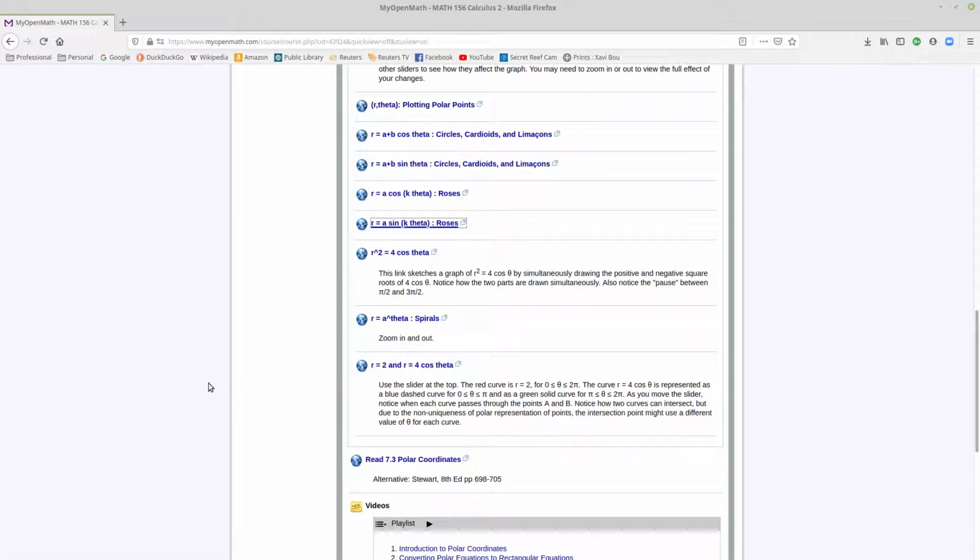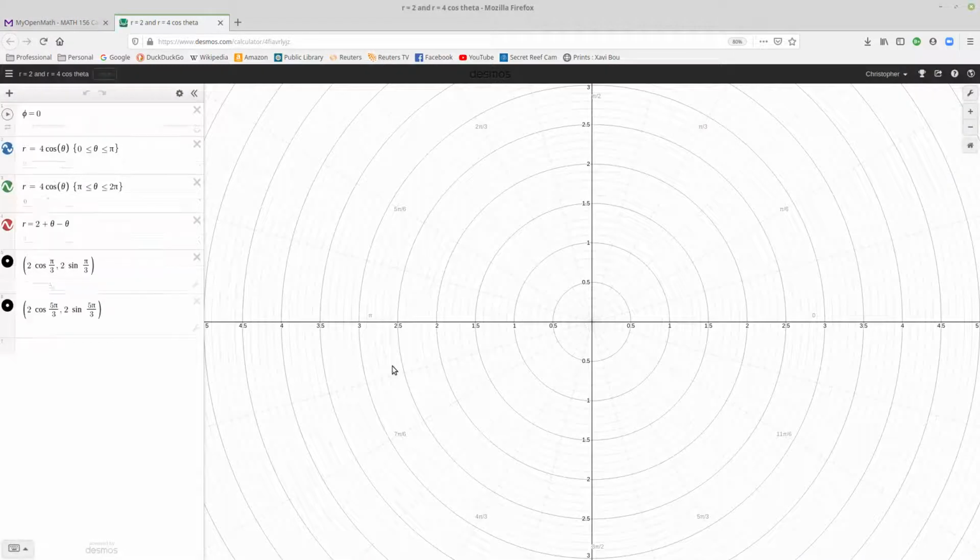Okay, let's get into the last one here. I know we're just about at 10 minutes, but I think we'll just finish this one up. So in this graph, I actually have multiple pictures going on here at once. I have 4 cosine theta, and I have r equal to 2. And so let's see what's happening, and ignore the details here. I'm going to come back and look at those in just a moment. But let's see what happens as we scroll.